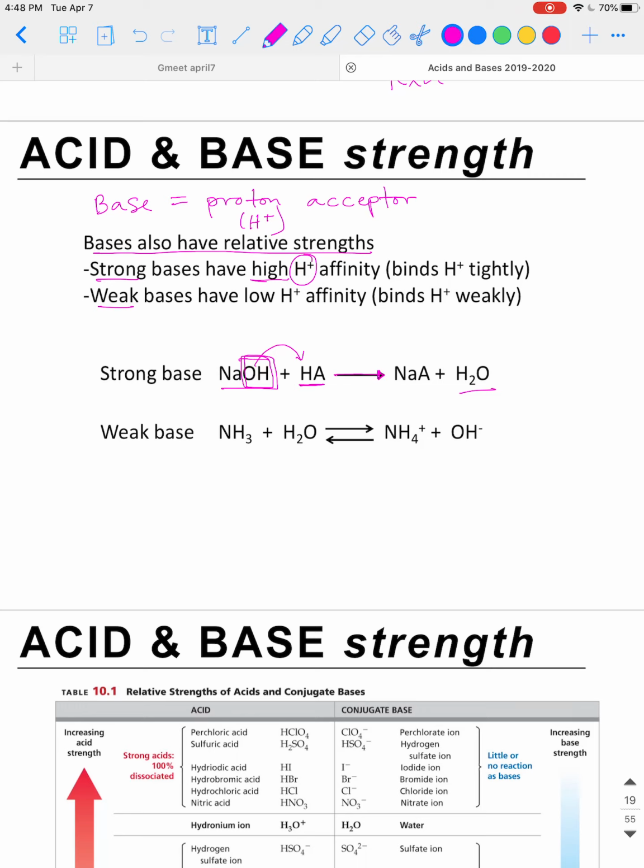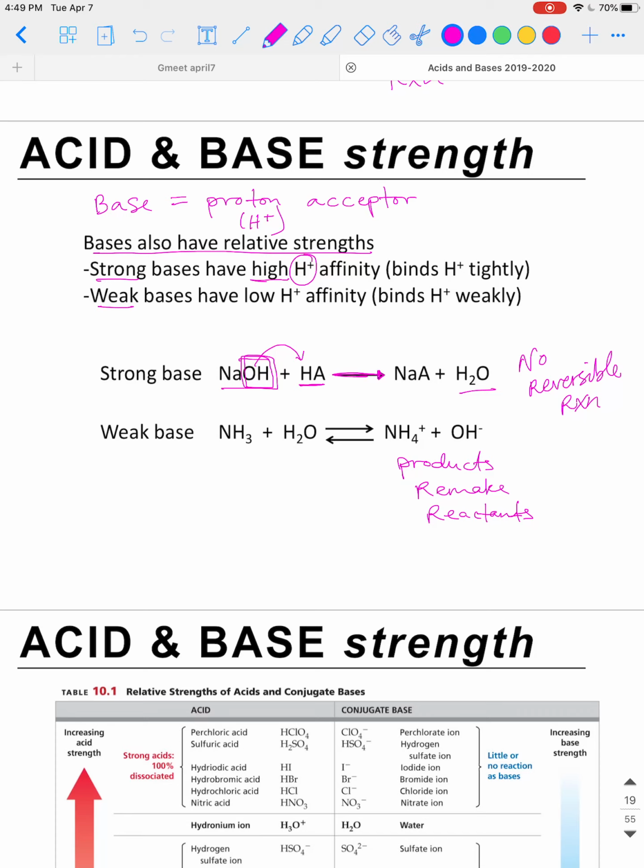And it's going to do this with a one direction arrow. It's going to only make products. There's not going to be a reversible reaction. Okay, you only get products here. Weak bases, though, similar to weak acids, you're going to have a reversible reaction. Some of the products will remake the reactants.